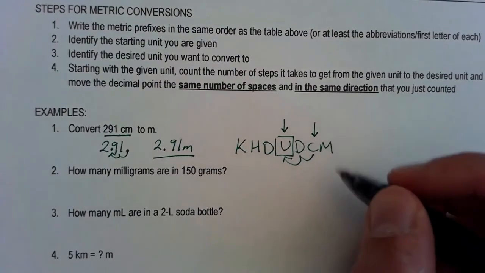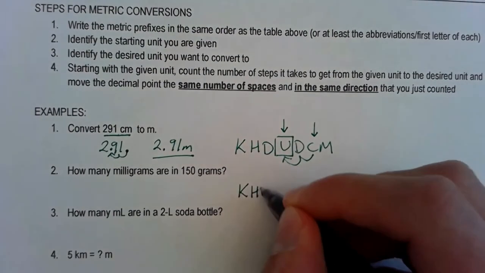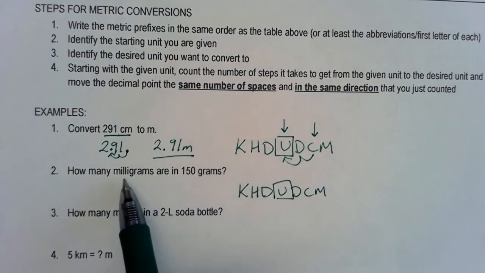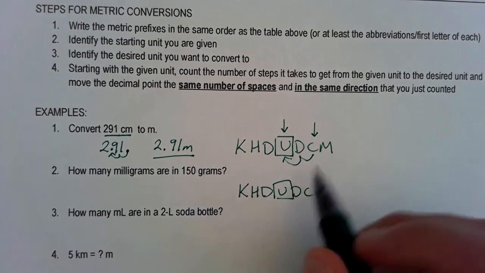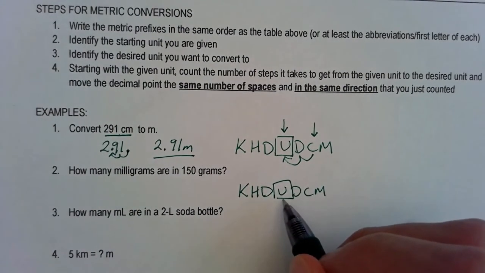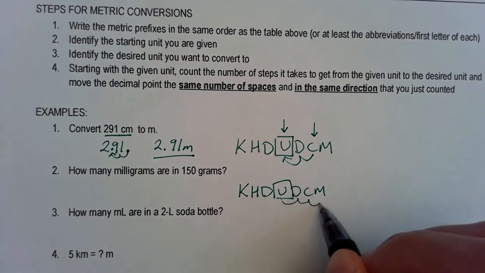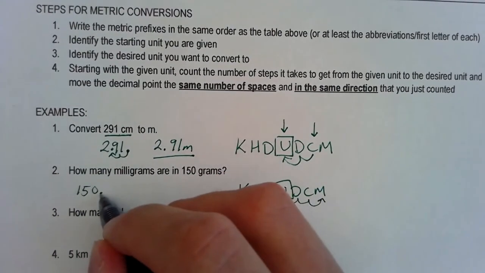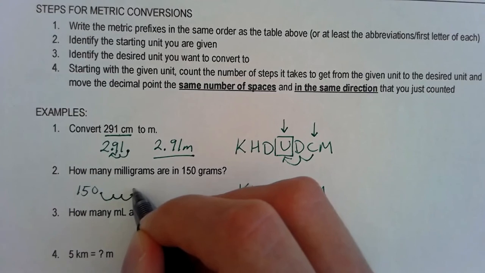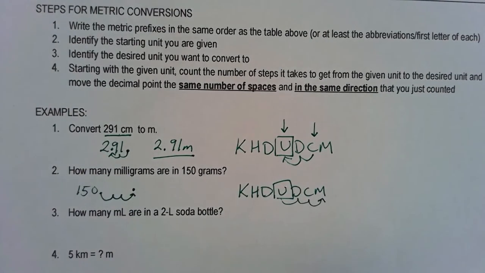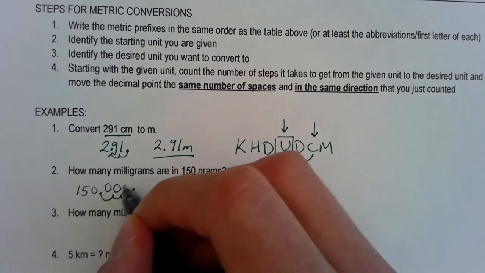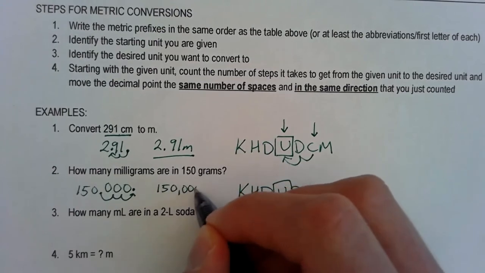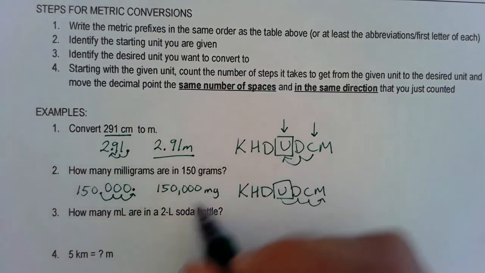I'm going to write out our prefixes again. King Henry danced until dawn counting money. Units are special. How many milligrams are in 150 grams? We are starting with grams, the base unit, and we're going to milligrams, which is 1, 2, 3 to the right. So if you start with our 150, 1, 2, 3 to the right. New decimal place is here, which means we just need to fill in zeros for all the places we skipped. So the final answer for that would be 150,000 milligrams. Final answer.